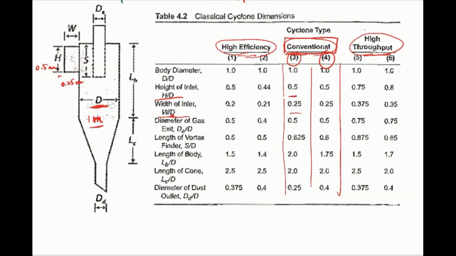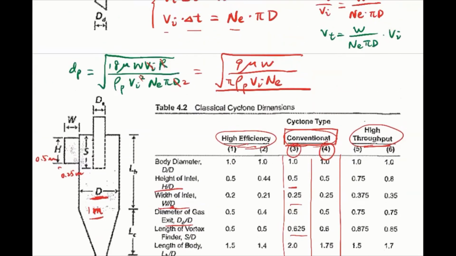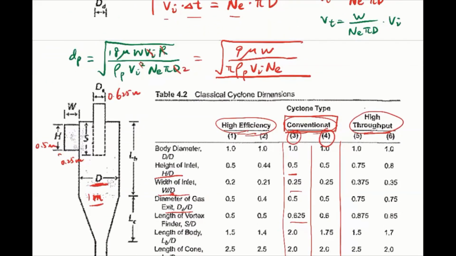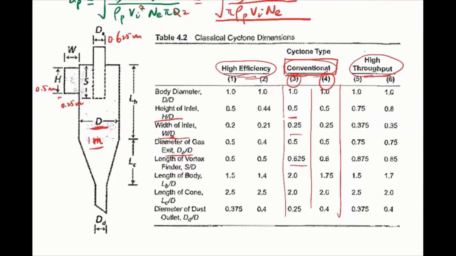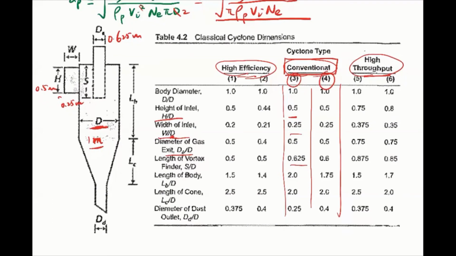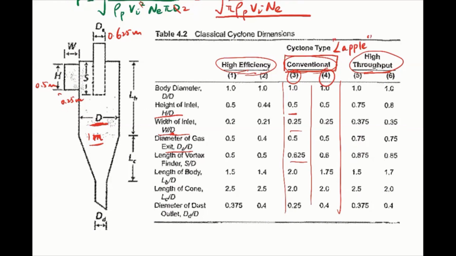right? So the diameter of the gas exit, so here, dE divided by d, is 0.625. So that's going to be 0.625 meters, right? It really depends on what is the body diameter. If it's half a meter, then all the diameters will change, okay? So for this conventional type, people also call that the Lapple type. So it's just a name, right? He came up with this design for the cyclone here.